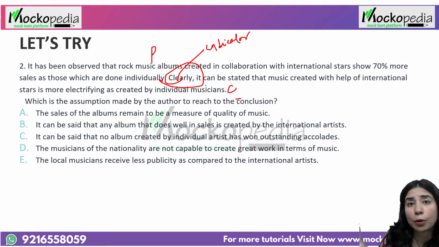So what is the flaw? That what about the other factors? So that has not been talked about. So what are you going to assume?